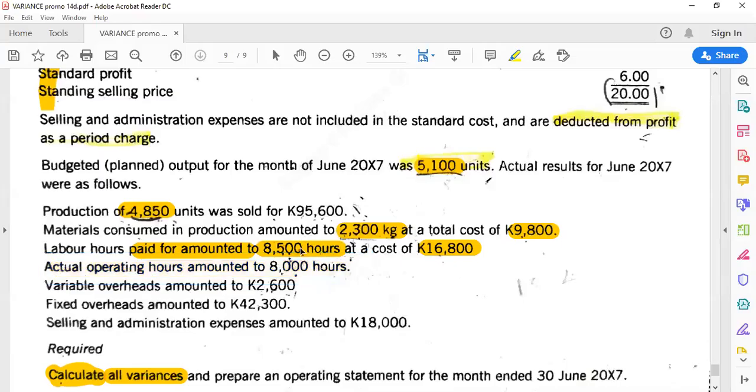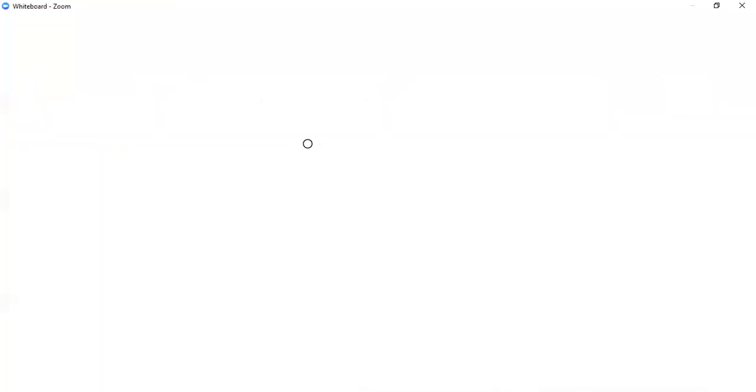Our question gives us the information. So hours actually worked and actually paid for. Hours actually worked were 8,000 hours. But hours actually paid for were 8,500 hours. You see? So here it is very easy. We simply compare the hours worked with the hours paid. So let's go. What were our hours worked? The actual hours worked were how many? 8,000. Now, I'm going to show you a much easier way of dealing with idle time.